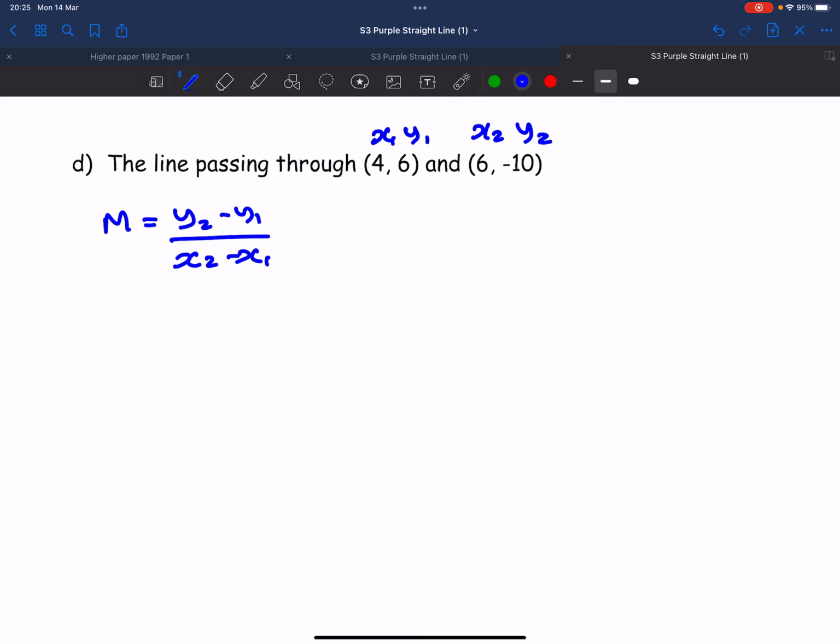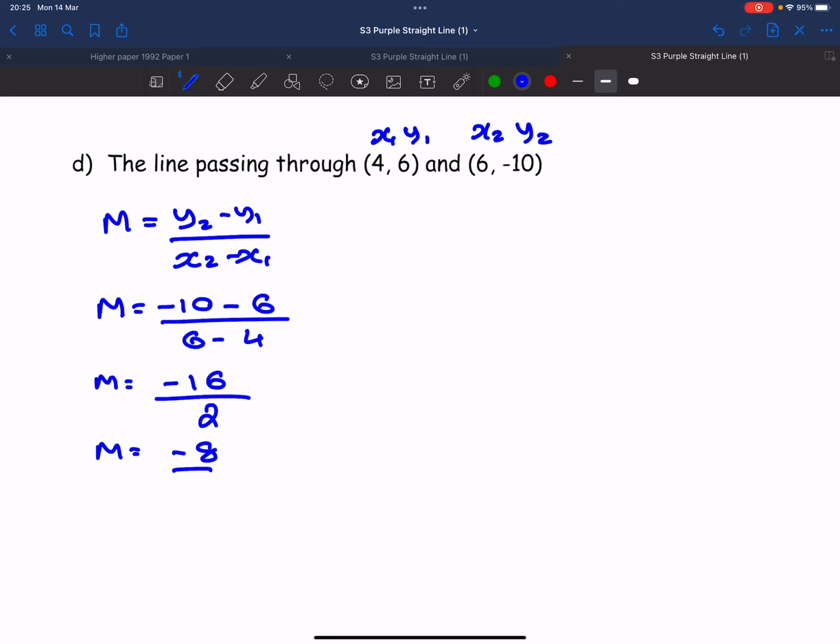So put the values in. So we get m is equal to minus 10 take away 6 over 6 take away 4. So we get minus 10 take away 6, which is minus 16, over 6 take away 4, which is 2. So minus 16 divided by 2, you must simplify your fraction, will give us minus 8.